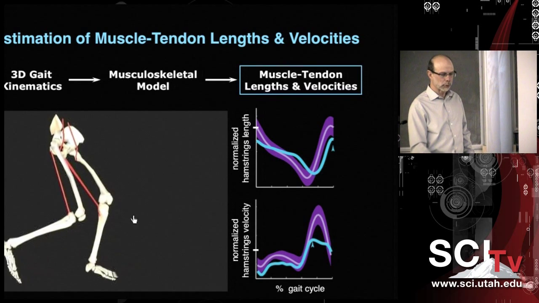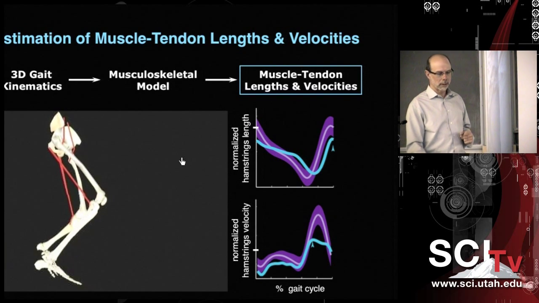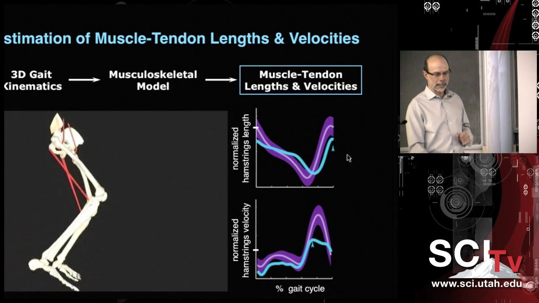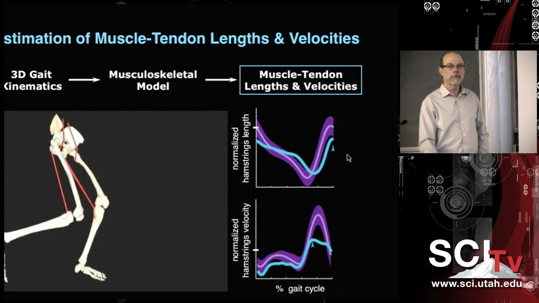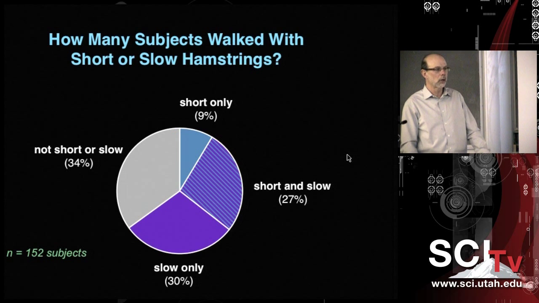And we did that by measuring gait kinematics in 150 subjects, ran through a musculoskeletal model, and then calculated their lengths. So the first basic question was, how many of these subjects walked with short or slow hamstrings?